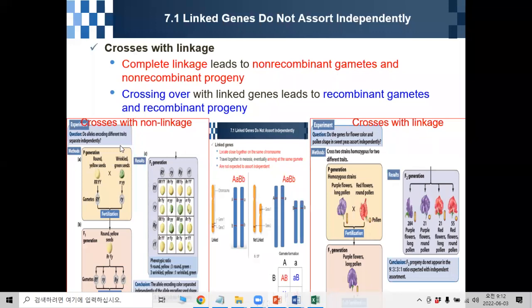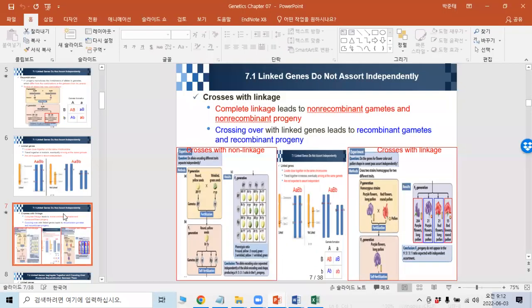If they are not linked, usually in the F2 generation we have the 9:3:3:1 ratio. If they are linked with complete linkage, they make non-recombinant gametes and non-recombinant progeny. However, if crossing over happens, they make recombinant gametes and recombinant progeny. We will see some detail later.